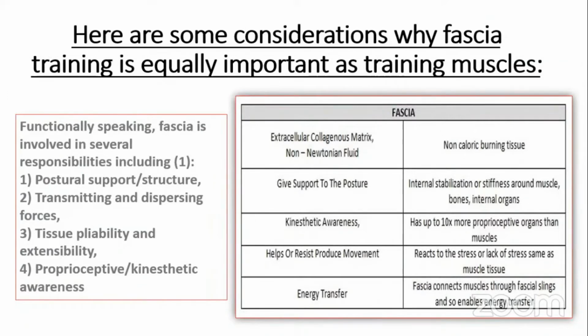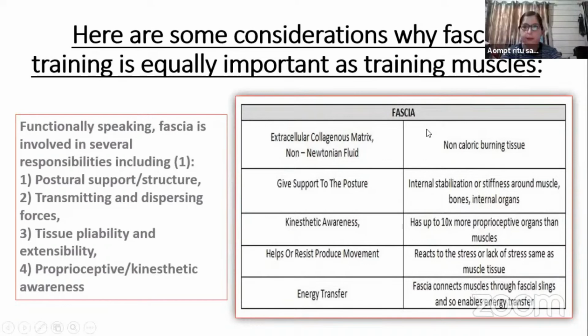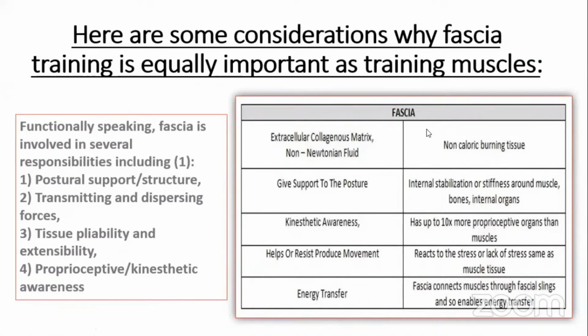Dr. Ritu mentioned clearly about the treatment of fascia and muscle, because to my personal understanding, if we treat some part of the body, we just focus on the muscle. Sometimes we forget about the fascia. Yes. And now Dr. Ritu explains to us that treatment for fascia and muscle must be balanced, together.